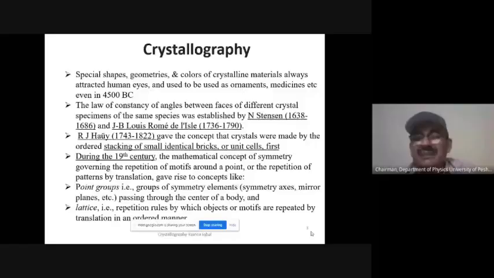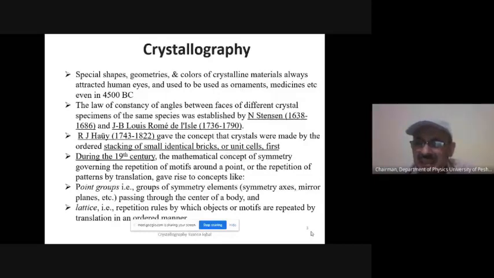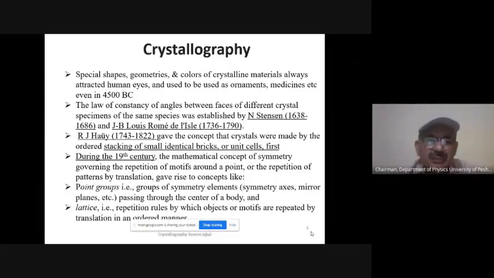The colors are coming because of the interference of light with material. So the different colors come because of the different types of diffraction occurring inside a crystal. So the geometry, the shape and the colors always attracted the human eye, and they used to be used as ornaments and medicines, even in 4500 BC. So when we look into the calculation, it's about 6500 years of history they are referring to, that people liked them.